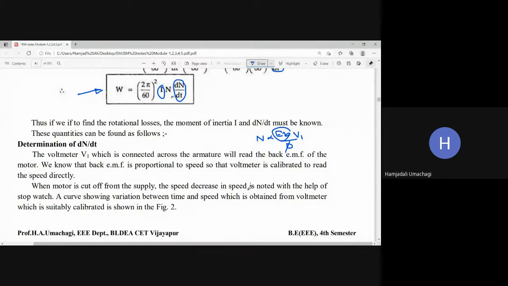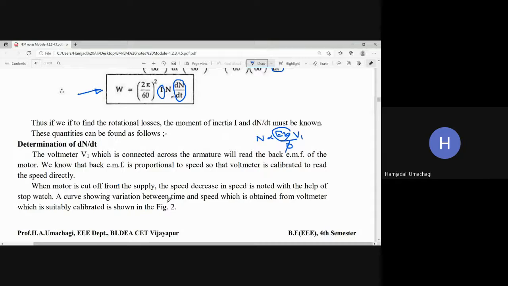What is the time taken to decrease the speed to a particular speed? It will go from 1500 rpm to 1200 rpm. How much time is it going to take to come from 1500 to 1200 rpm? You should note that time down, so immediately start the timer. So when the motor is cut off from the power supply, the speed decreases and it is noted down with the help of a stopwatch, that is a timer.